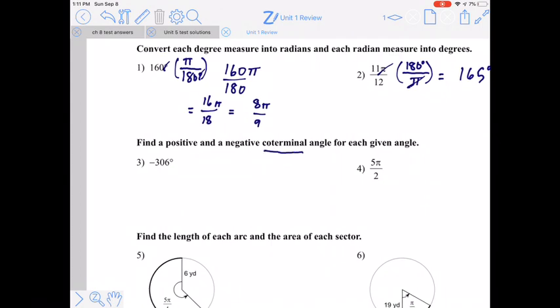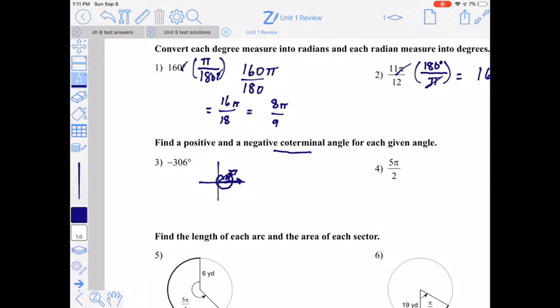Question 3, coterminal angle. If you recall, for example, if I had this angle here, 45 degrees, and I measured all the way around the circle, 360 degrees plus another 45, which would be 405, that would be coterminal. So coterminal angles share the same terminal side, and the way you find it is just adding or subtracting 360 degrees.